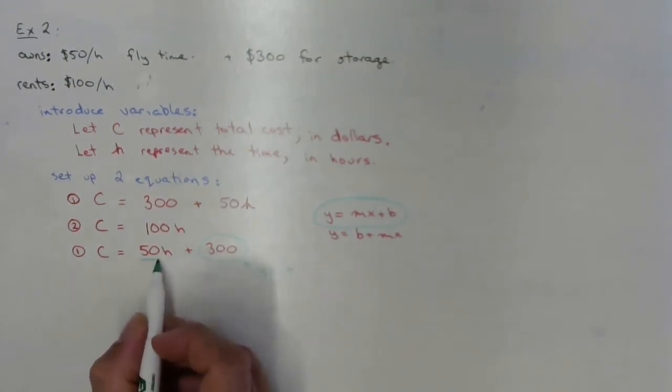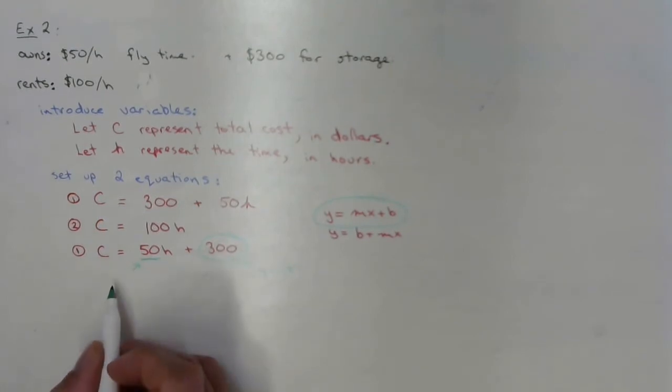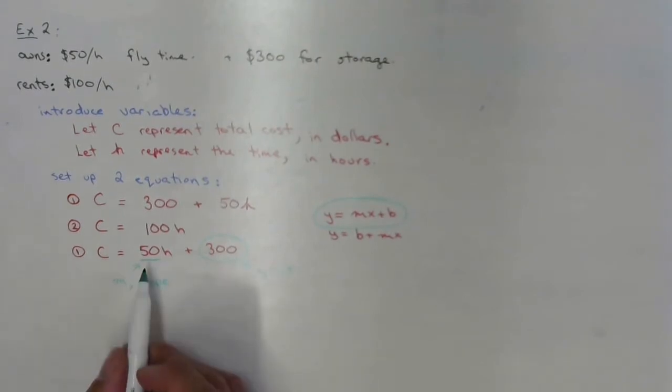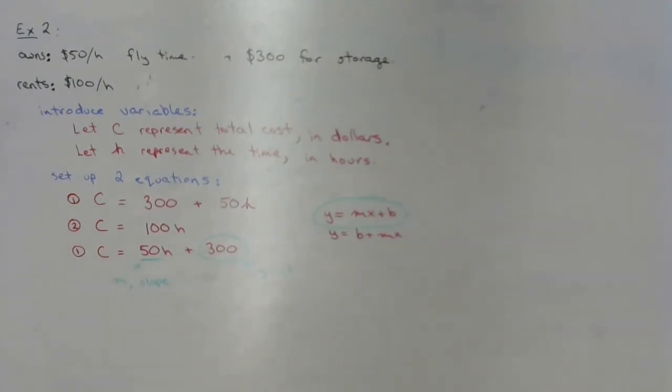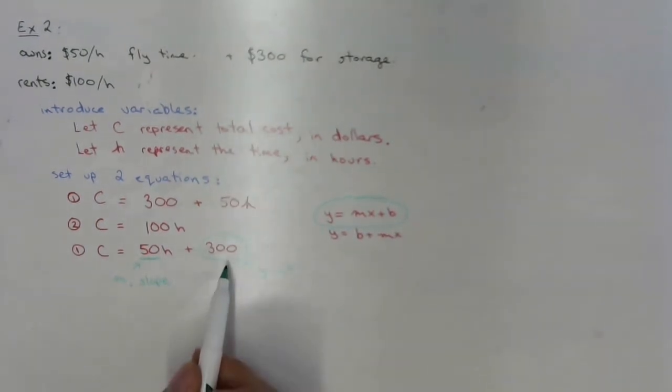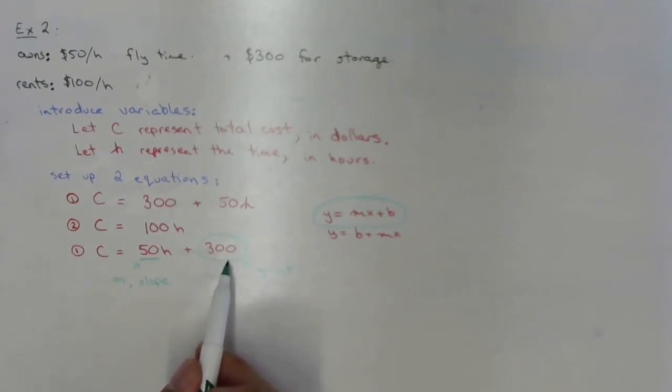And I have 50, which is m, which is slope. Okay, and 50 is the same as rise over run, 50 over 1. So I'm going to go up 50 over 1. That makes sense. Every time I go up an hour, I'm going to go up $50. Make sense? But I'm going to start at a fixed cost of 300. Right off the bat, whether he flies it or not, he's paying 300 bucks. If he has a month where he doesn't even fly his plane, it's still going to cost him 300 bucks.